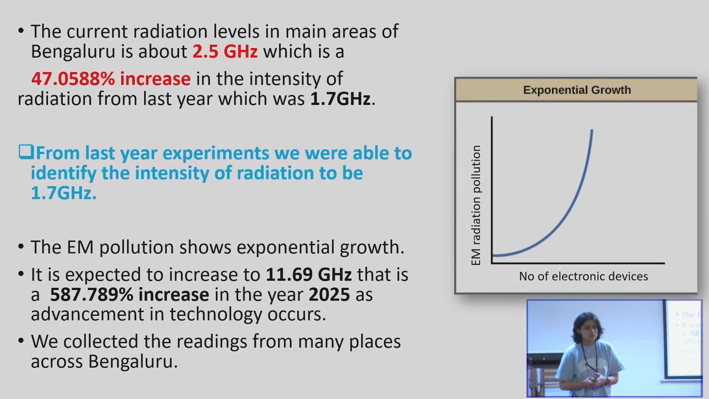The EM radiation pollution shows an exponential growth. It is expected to increase up to 11.69 gigahertz in the year 2025, which is a 587% increase in radiation intensity from last year. We worked hard and collected readings across places in Bangalore. So here are the readings.